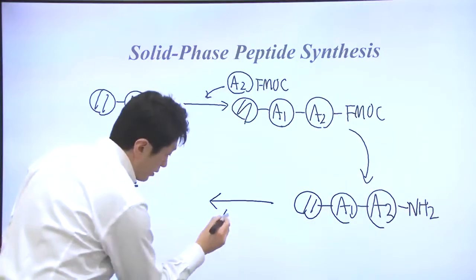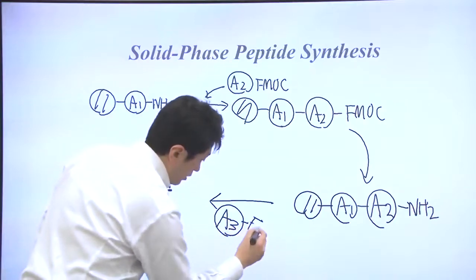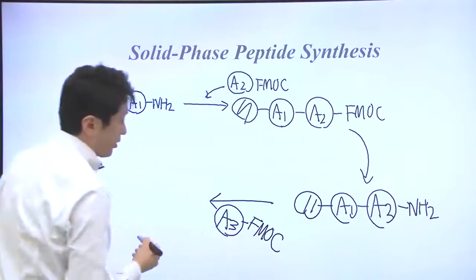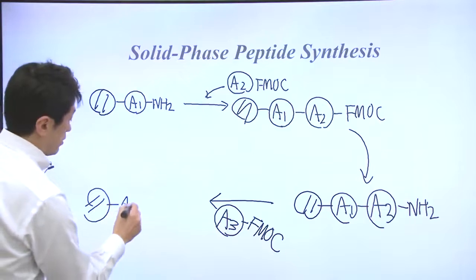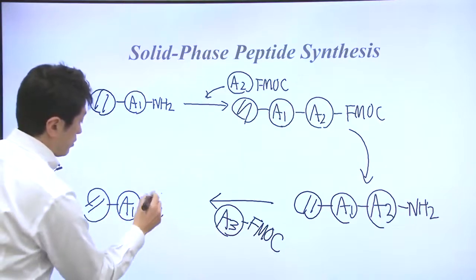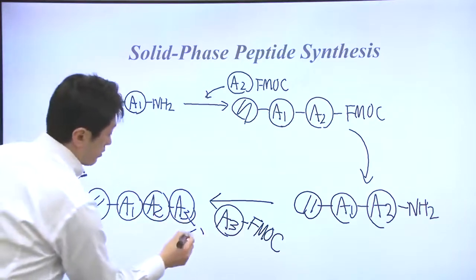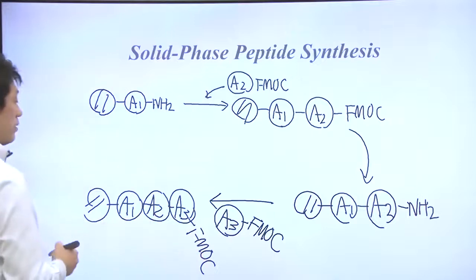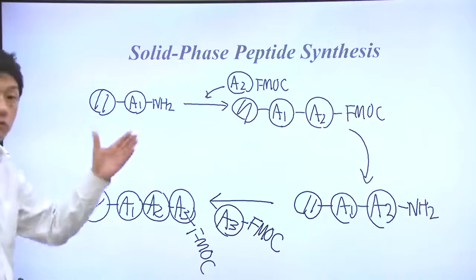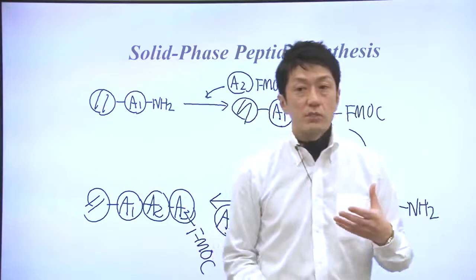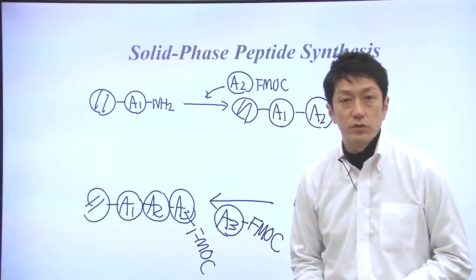You can add the third FMOC protected amino acid. Then you can eventually get a tripeptide, FMOC protected. Then you can remove the FMOC protecting group by weak base, and you can continue. So then this process can be repeated to complete the synthesis of the target proteins.